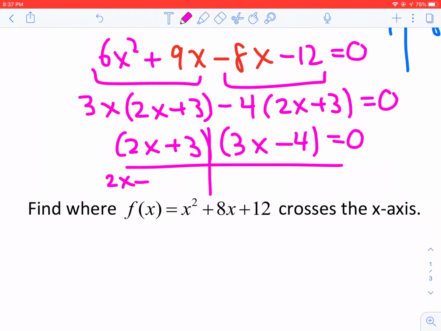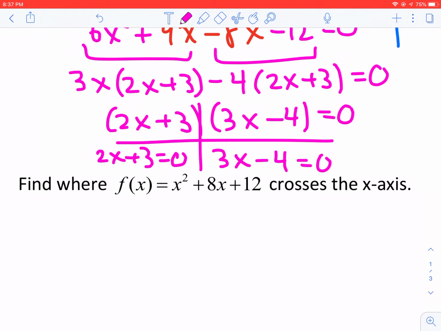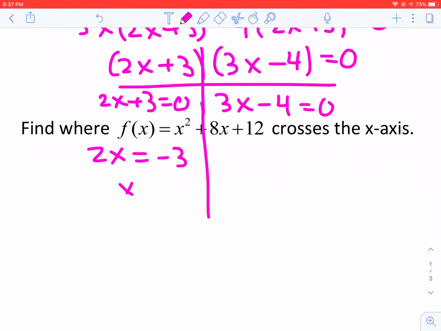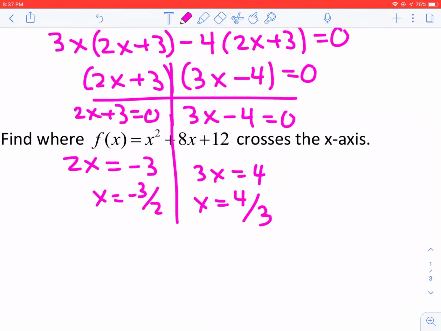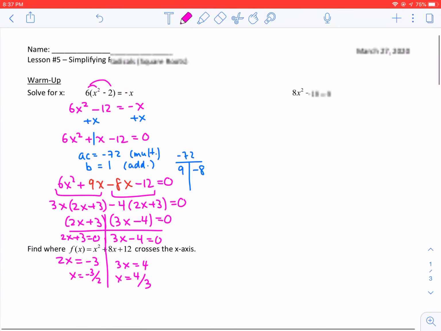So 2x plus 3 equals 0. 3x minus 4 equals 0. Using the zero product property, either of those factors are equal to 0. So on the left, 2x equals negative 3. X is negative 3 halves. 3x equals 4. X is equal to 4 thirds. Alright, that is solving.